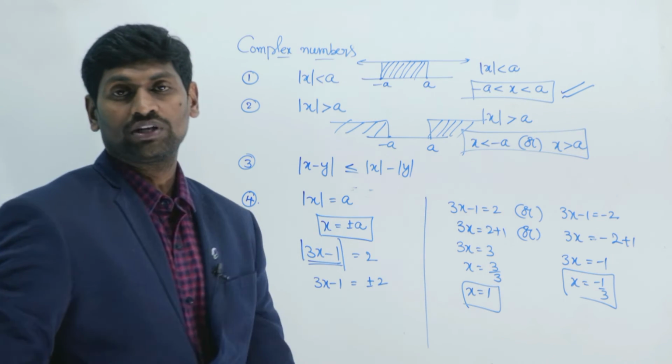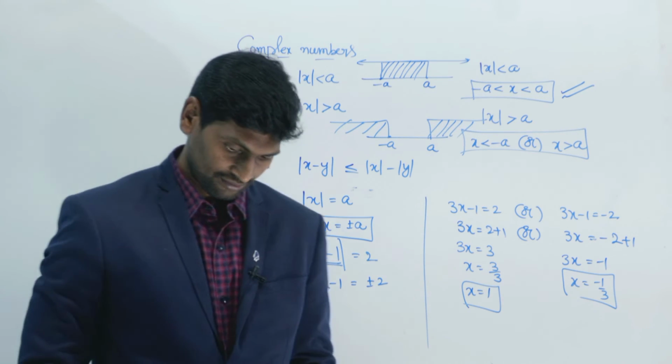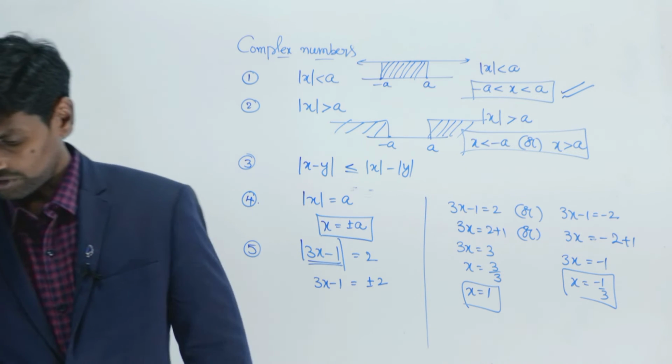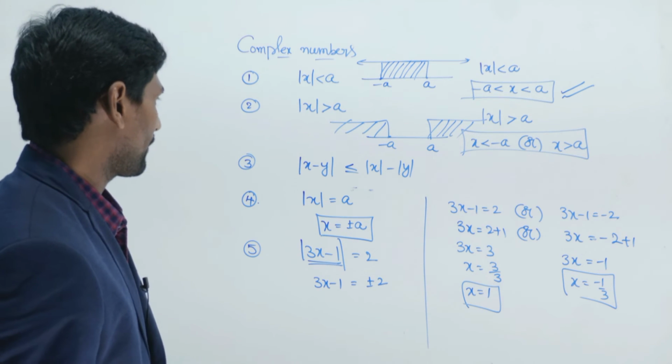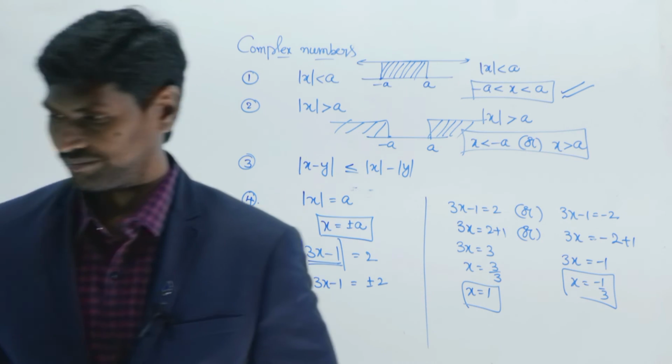1 and minus 1 by 3 are the solutions. 1 or minus 1 by 3. Option 4. 1 or minus 1 by 3 is our required solution. Please note that.